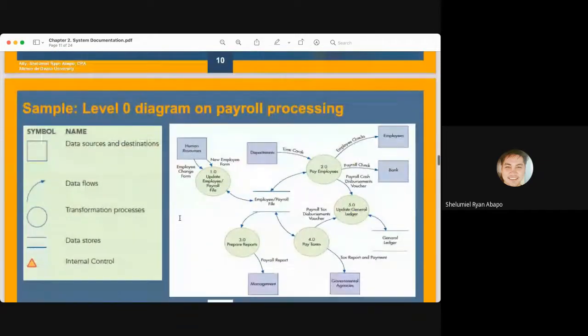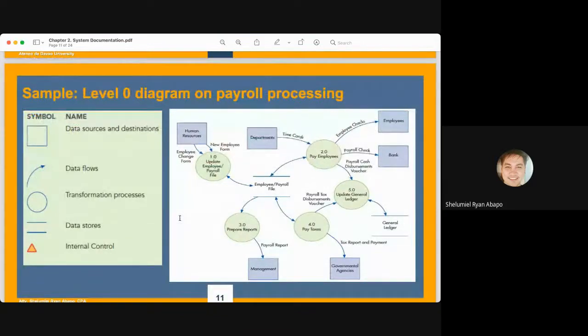Now, another example here will be a level 0 diagram on payroll processing. Note that this is a top level payroll processing diagram that will show you now a more detailed data flow diagram compared to the simple one that we have shown in the previous slide. Here, there is already a specification of how the employee payroll file is being updated, and specification on the preparation of reports, the payment of taxes, general ledger, and pay employees.